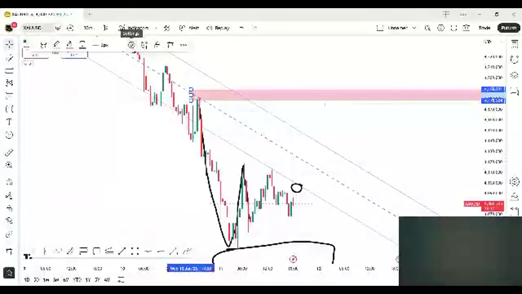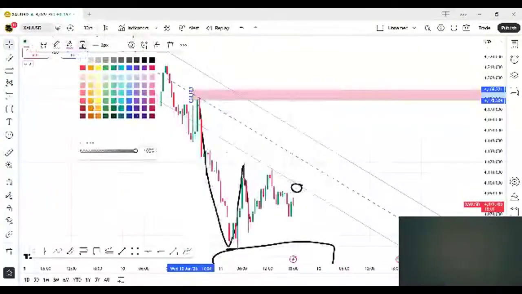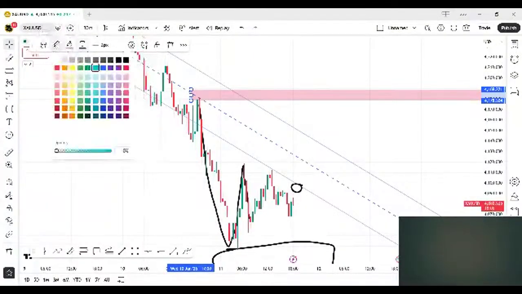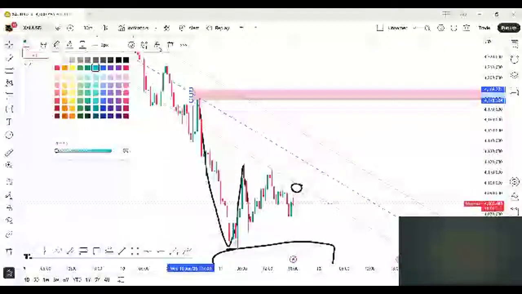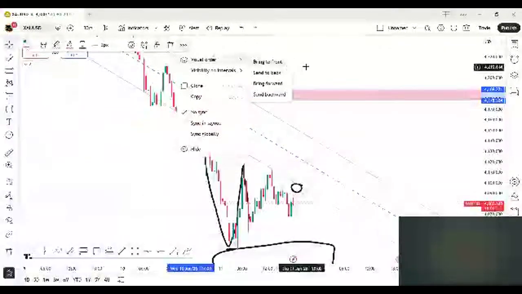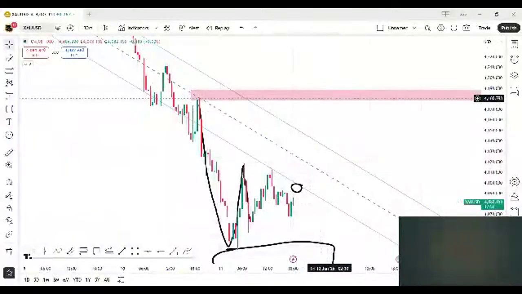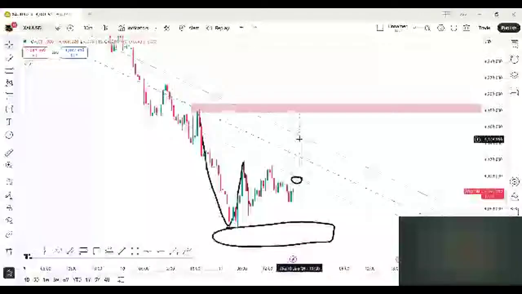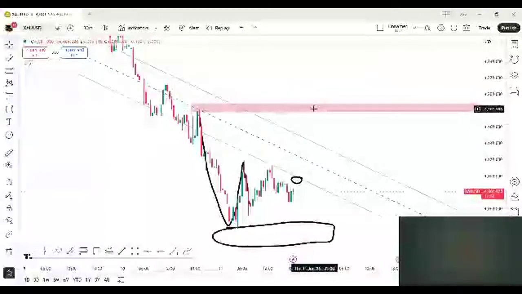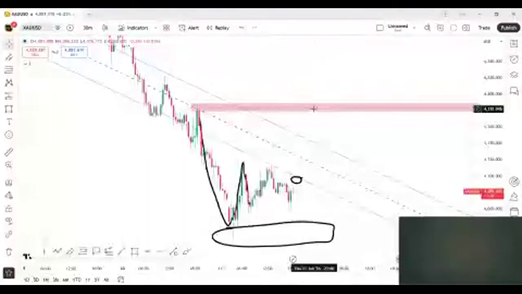Otherwise, you can just mark this area as your change of character area. If we get the breakout above this area, then only in that condition will we look for the bias. This is what I'm talking about, the trend. The trend will shift from sell towards buy if we get the breakout above 4180.